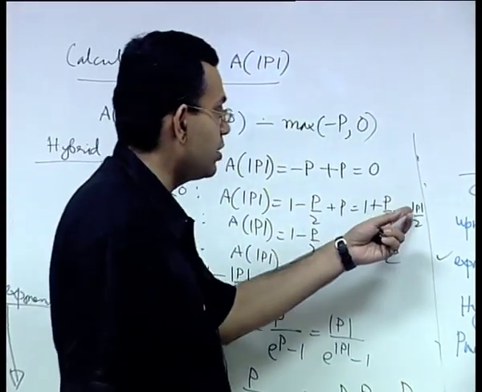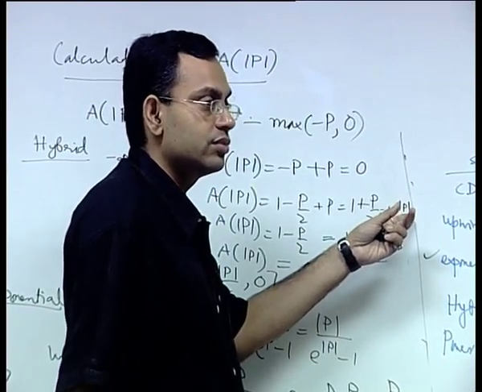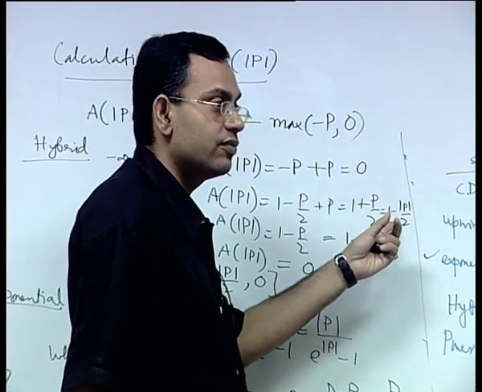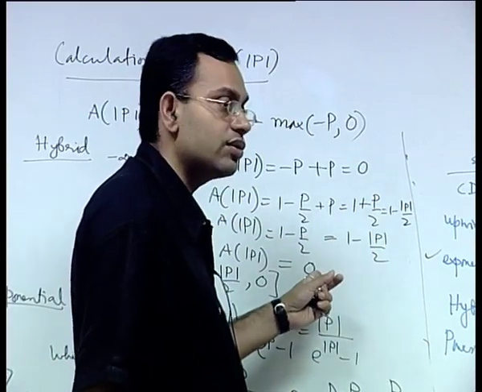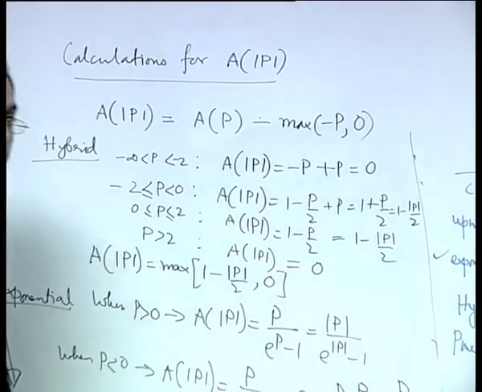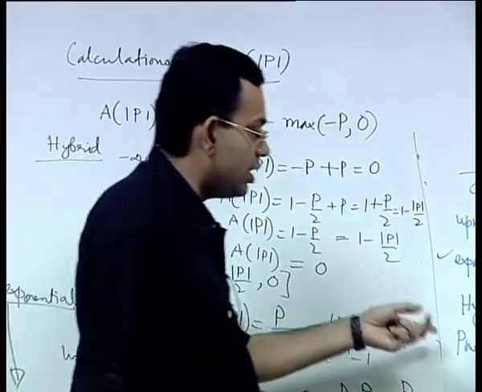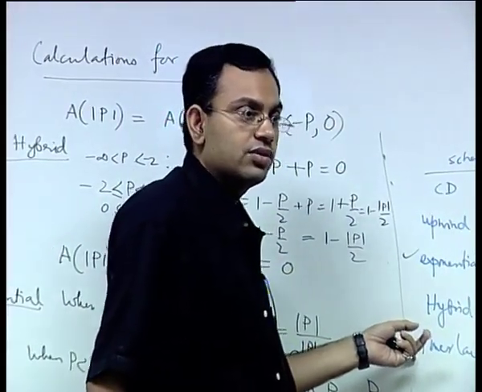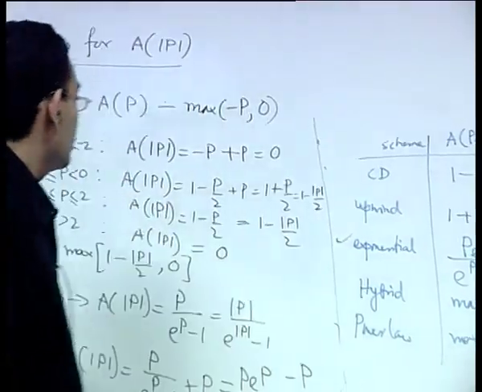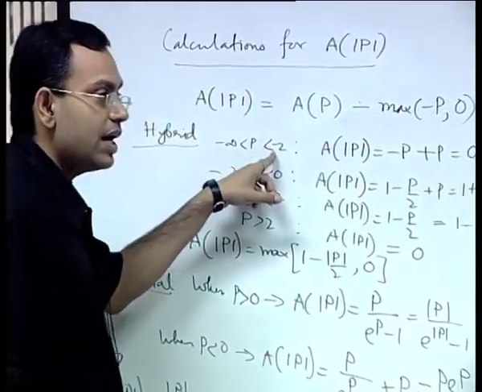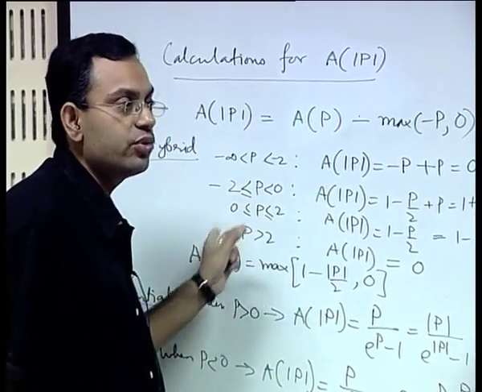Because if you increase mod p to say a value greater than 2, this will become negative and therefore 0 will dominate over that. So, max will be 0. Similarly, here also max will be 0. Similar expression you can derive for the power law, this I leave to you as an exercise. Just here, what are the ranges in which you should divide? Minus infinity to minus 10, minus 10 to 0, 0 to 10 and greater than 10. Instead of 2 it is just 10.